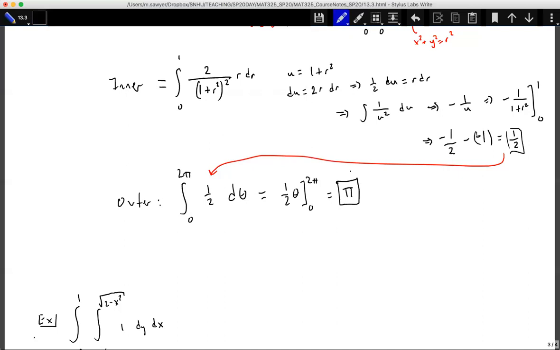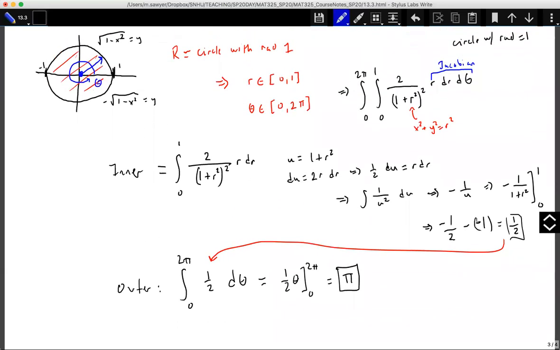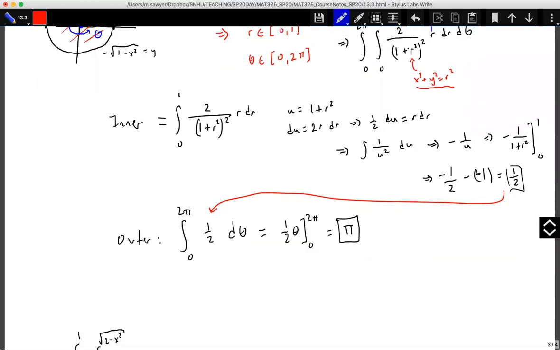So notice with this problem, we made several substitutions. We first drew our region, realized that it was a circle with radius 1, so that made our conversion to polar coordinates easy. As indicated over here in red, we used our definition of polar coordinates, such that x squared plus y squared equals r squared, and recalled the Jacobian. We did a u substitution for our inner integral, and then made a nice substitution for the outer integral.